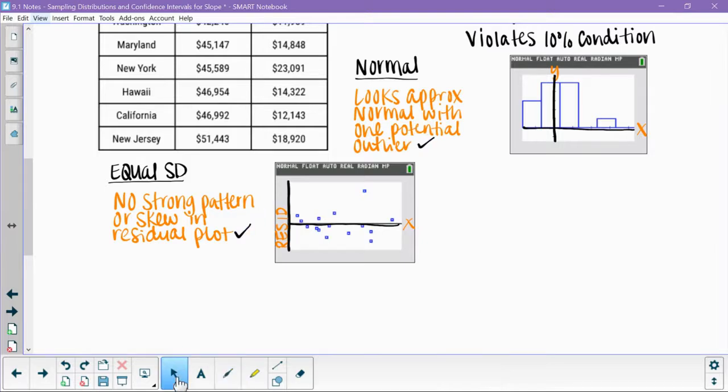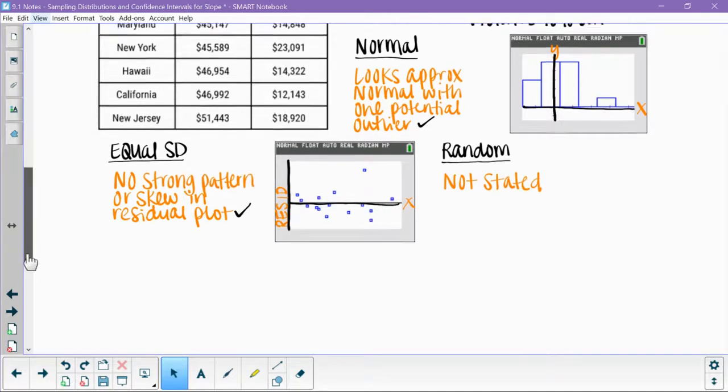Run into another issue, randomness. It's not stated that it's random. So again, not the biggest deal in terms of answering an FRQ question, but it does make us a little wary of our results that we get at the very end because we do have 2 conditions that failed for this. So now we're going on.